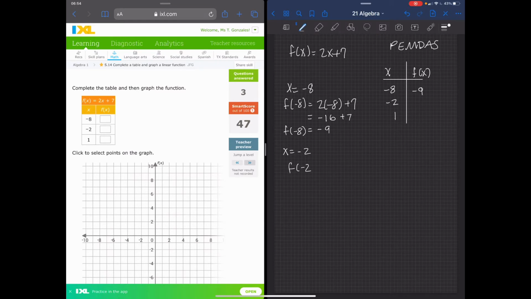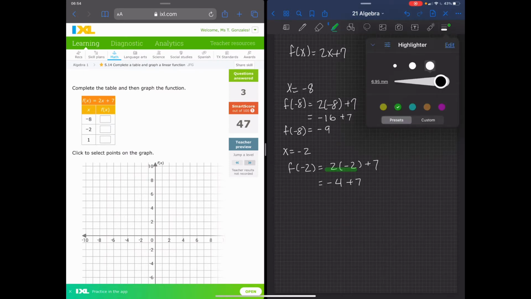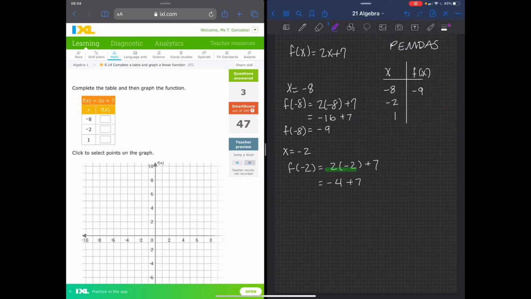So f of -2 equals 2 times -2 plus 7. You're just performing the operation. So I want to go through this a little bit more slowly. We're going to multiply the 2 and the -2 first. So I get -4. Then you rewrite the 7. So every new line is a new equation. And then from here, you're going to add -4 plus 7. And then my solution is going to be 3. That's what I'm going to put in the table.